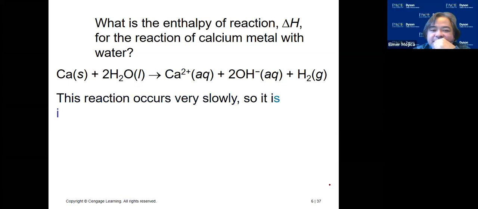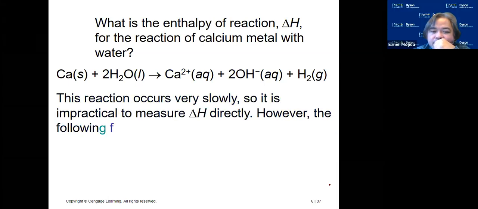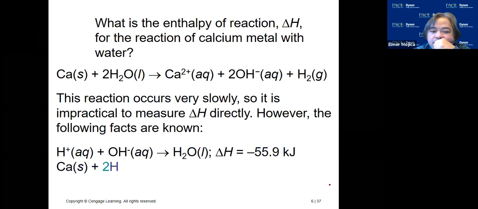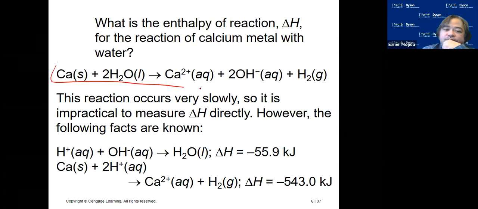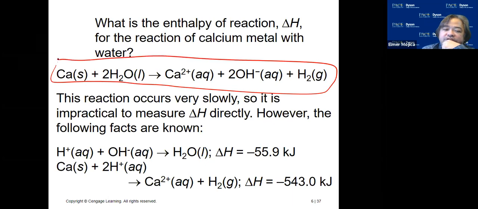So let's try to do this one. So we need a reaction like this. And what we have is these two reactions. So how are we going to rearrange these reactions here to get us the reaction that we need?